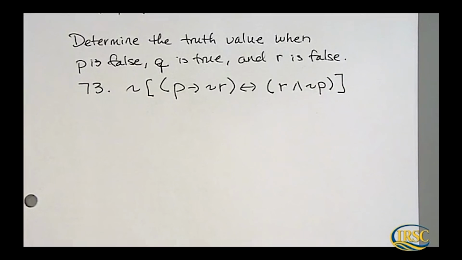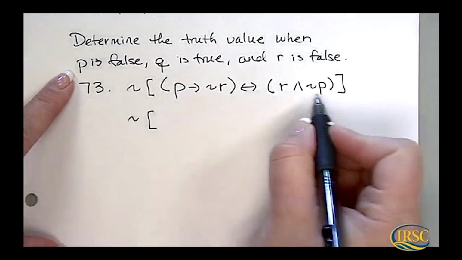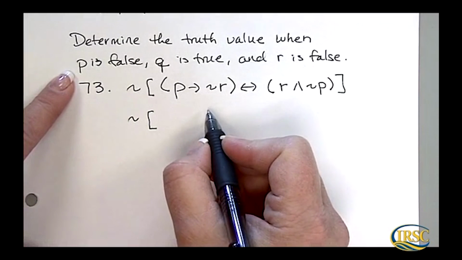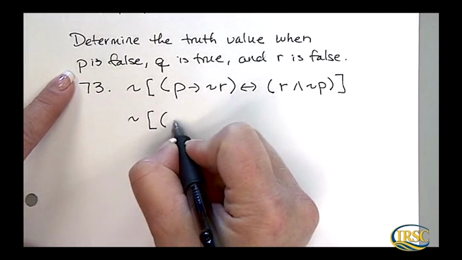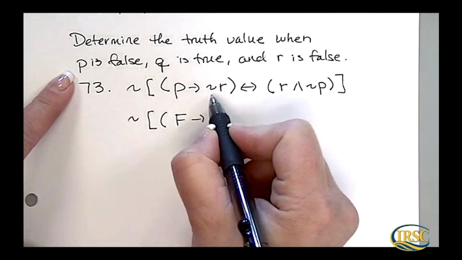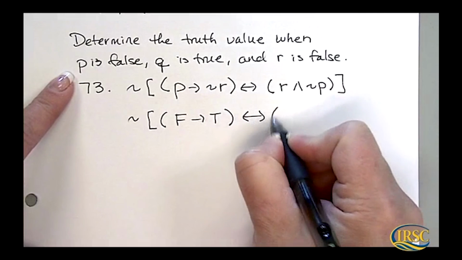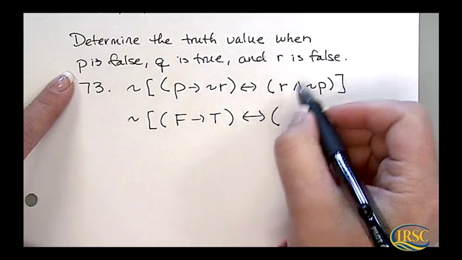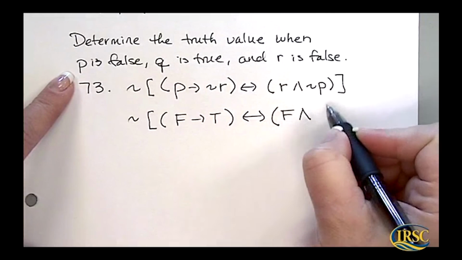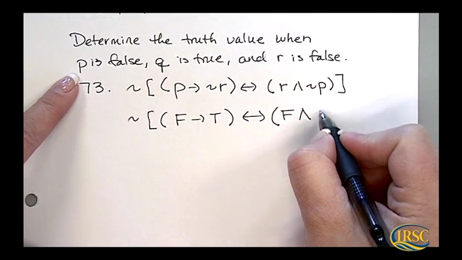When you already know what it equals, then you can just substitute it in like a math problem. So I'm going to rewrite this, but instead of writing P, Q, and R, I'm going to write what the truth value is. P is false, so we're going to have a false there. R is false, therefore not R is true. Any questions so far? Again, R is false, and not P, since P is false, then not P is true.